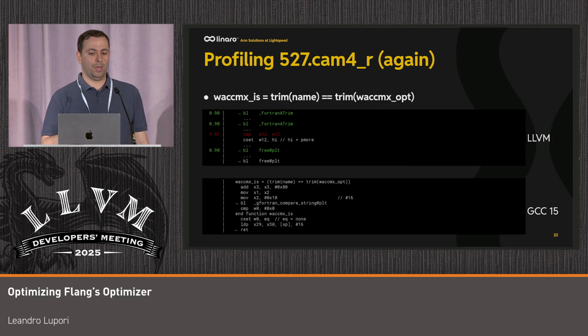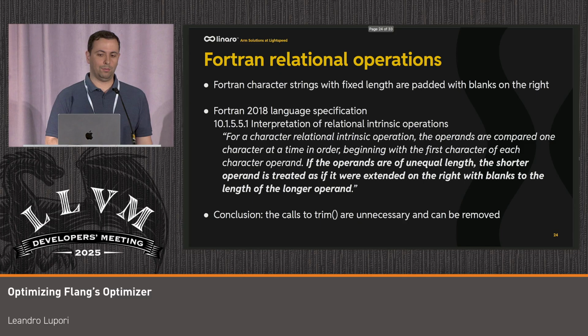This is confirmed by the perf output, where we see that LLVM makes 2 calls to trim, 2 calls to free, and the string comparison is performed inline. And this function is actually quite simple. It's only the string comparison of 2 trimmed strings. But the interesting part here is that GCC was able to simply eliminate these 2 calls. So let's try to see how that was possible.